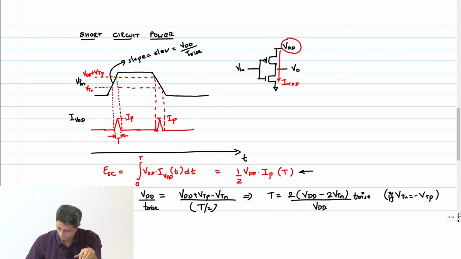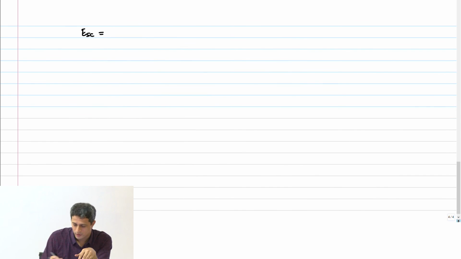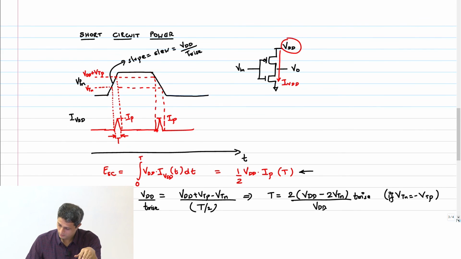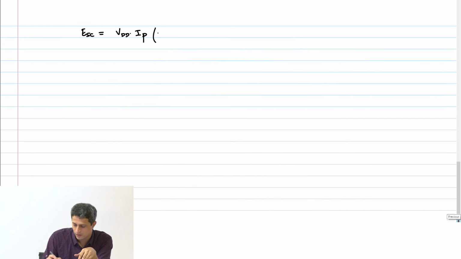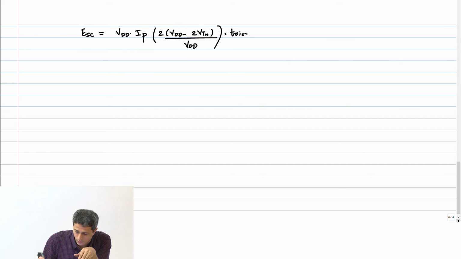So therefore you can write ESC as, can someone tell me the expression? VDD into IP into VDD twice VDD minus 2 VTN into T rise, correct?